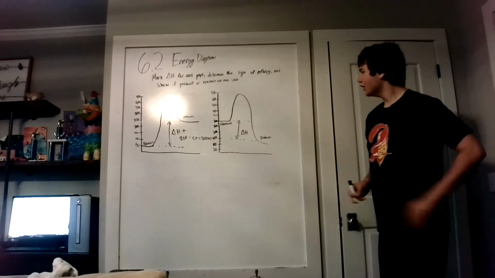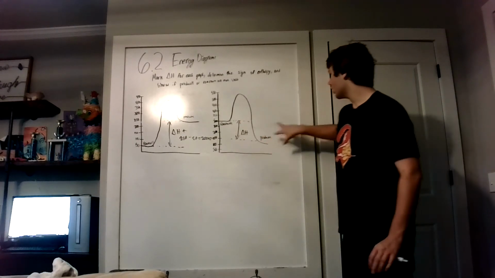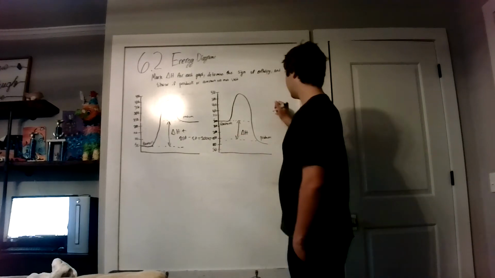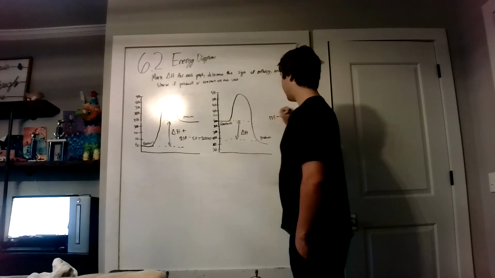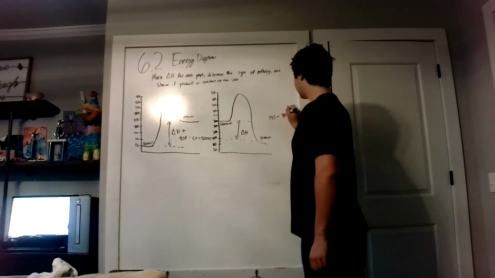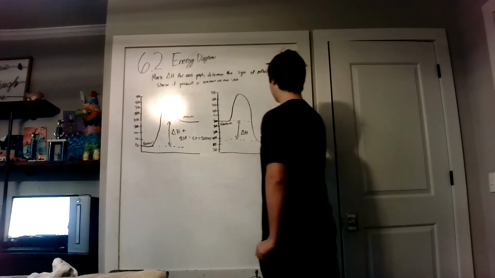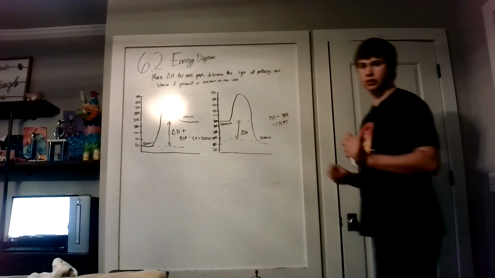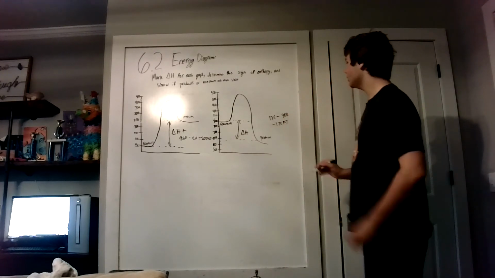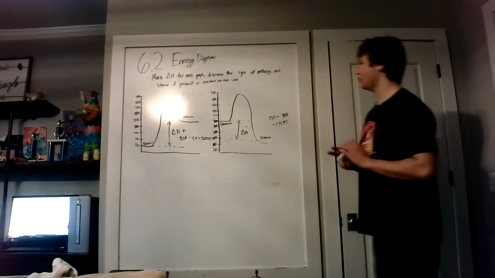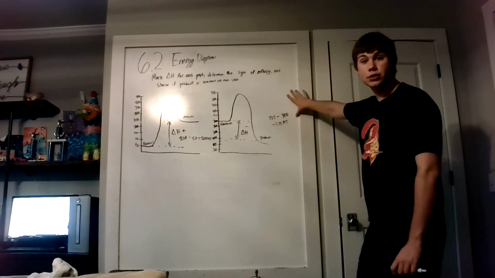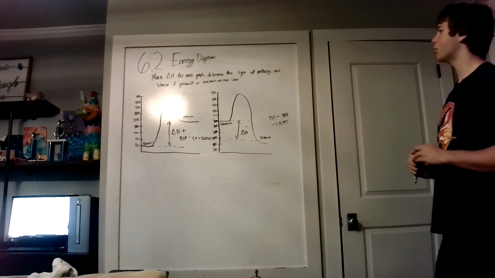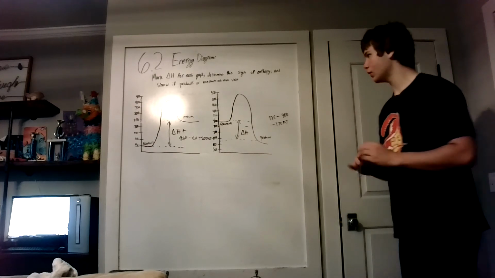Here, for this one, we go products minus reactants, so about 125 minus 300, and we get negative 175 kilojoules as our enthalpy. So you can see how by using products minus reactants we can determine the sign and the enthalpy change for our reaction. So now we have to show if the products or reactants are more stable.